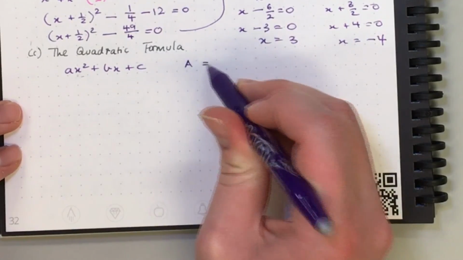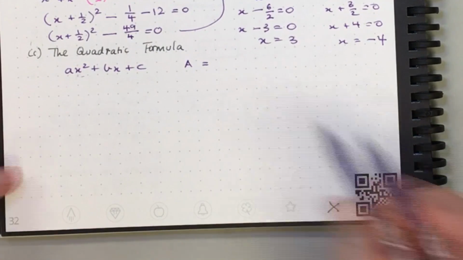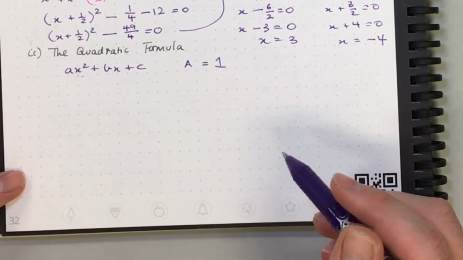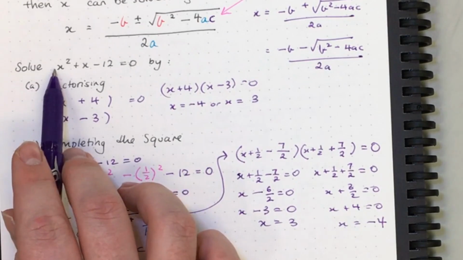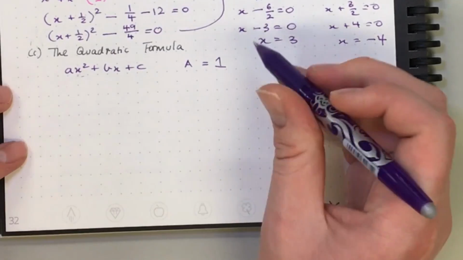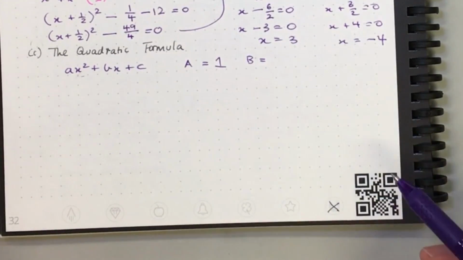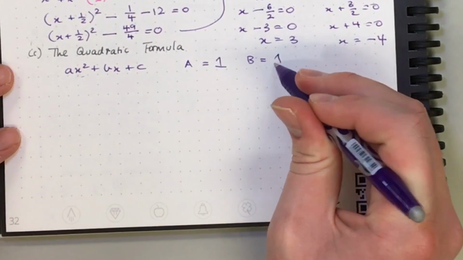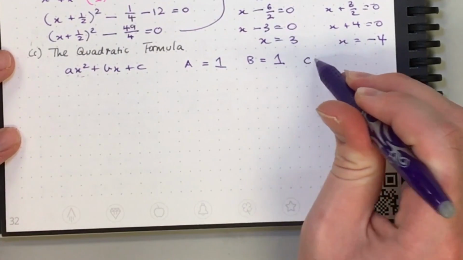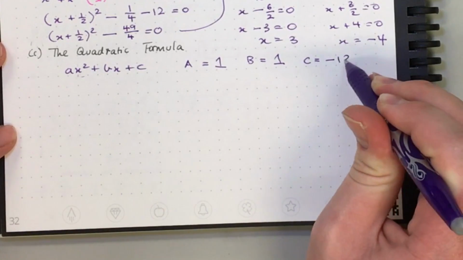What would the letter a be equal to? 1. Why? Because that's the number in front of x squared. Yep, the number in front of the x squared would be 1. What would b be equal to? 1, because the number in front of x is 1. And what would c be equal to? Negative 12.